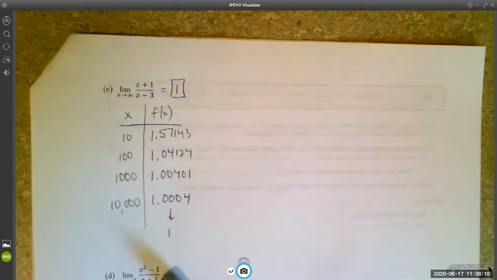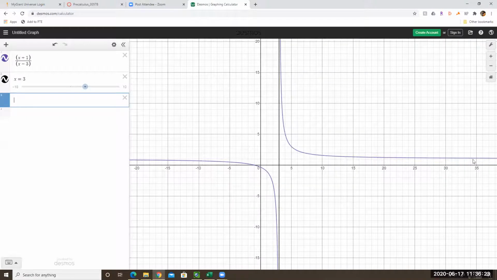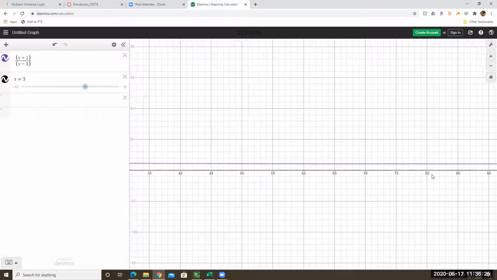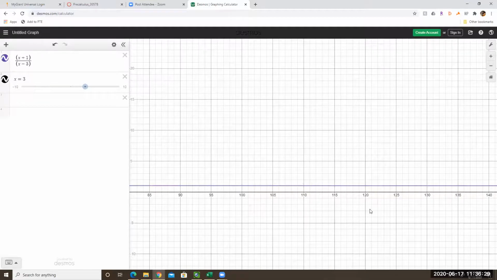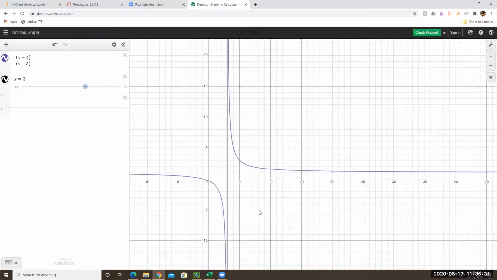And we can see that in Desmos as well, right? As x gets larger and larger, it seems like this value is getting closer and closer to 1, right? So I'm pretty sure that's what's happening.